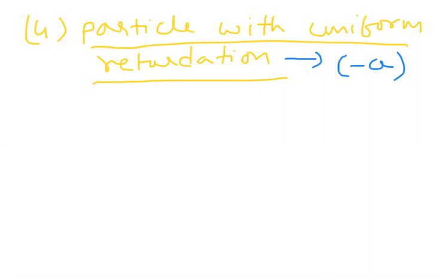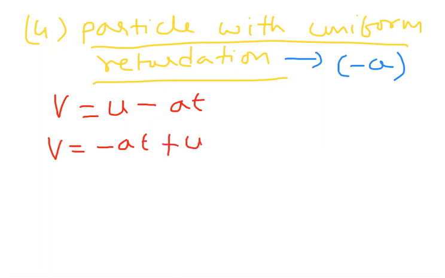Generally, our equation of motion will be v equal to u plus at, but it is retardation. Retardation means we have to take the sign, v equal to u minus at. From here I can also write v is equal to minus at plus u.